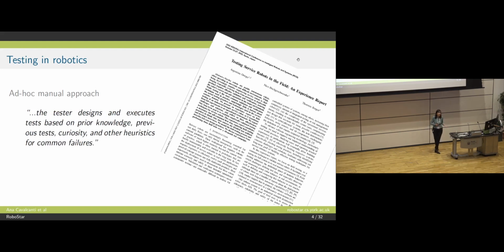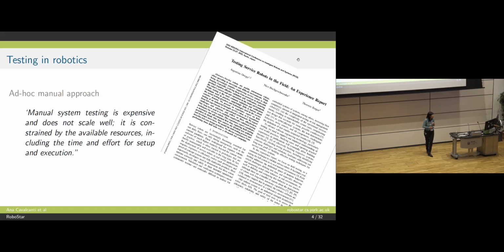So there is another finding that's not just one of these surveys. The tester designs and executes tests based on prior knowledge, previous tests, curiosity, and other heuristics for common failures. And that has led to people not even agreeing on whether the test has passed. You have a test and the robot follows a certain trajectory. One expert says, oh, that's good enough. The other one says, oh, not quite right. We need to do better, right? So that's a problem with that.